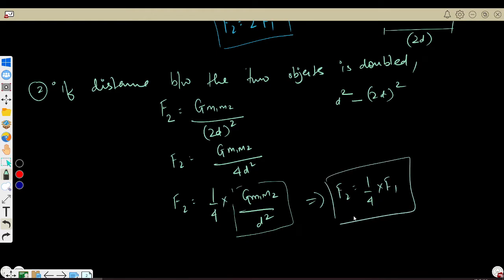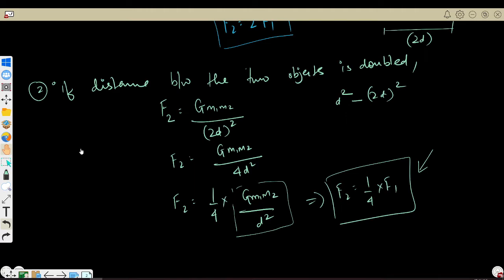So what can you say from this equation? If you double the distance between the two objects, the new force will be 1/4 the initial force. Again, this is important from the 1 mark MCQ point of view. So be prepared for both the conditions.